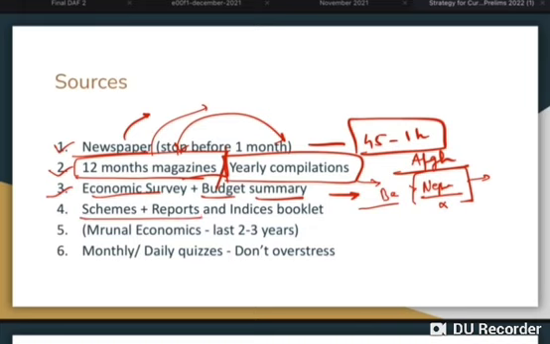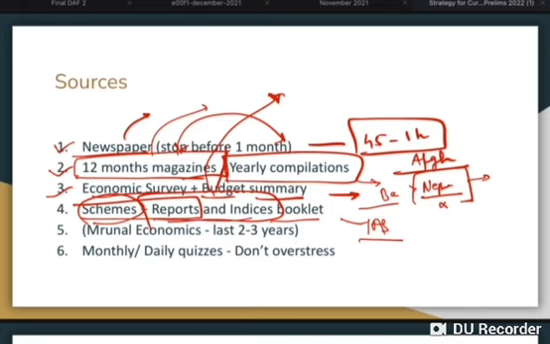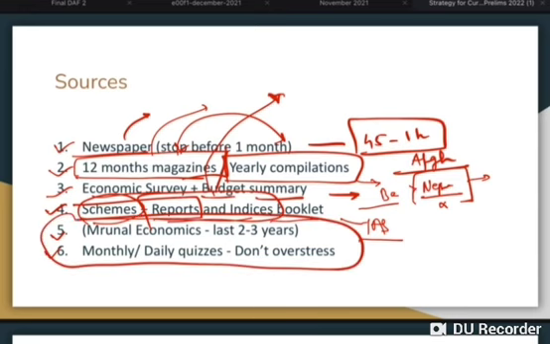Next two sources are schemes and reports and indices. These two booklets of IAS Parliament are also very important because UPSC asks simple questions on reports like those of ILO, World Bank and IMF, and many candidates miss those because they haven't studied any source for these. The next two are not exactly sources, but for economy, if you are reading Mrunal Sir's booklet, then that might help in current affairs also, because Mrunal Sir covers those current affairs. But of course, if you are reading some other source, then this source is not mandatory.